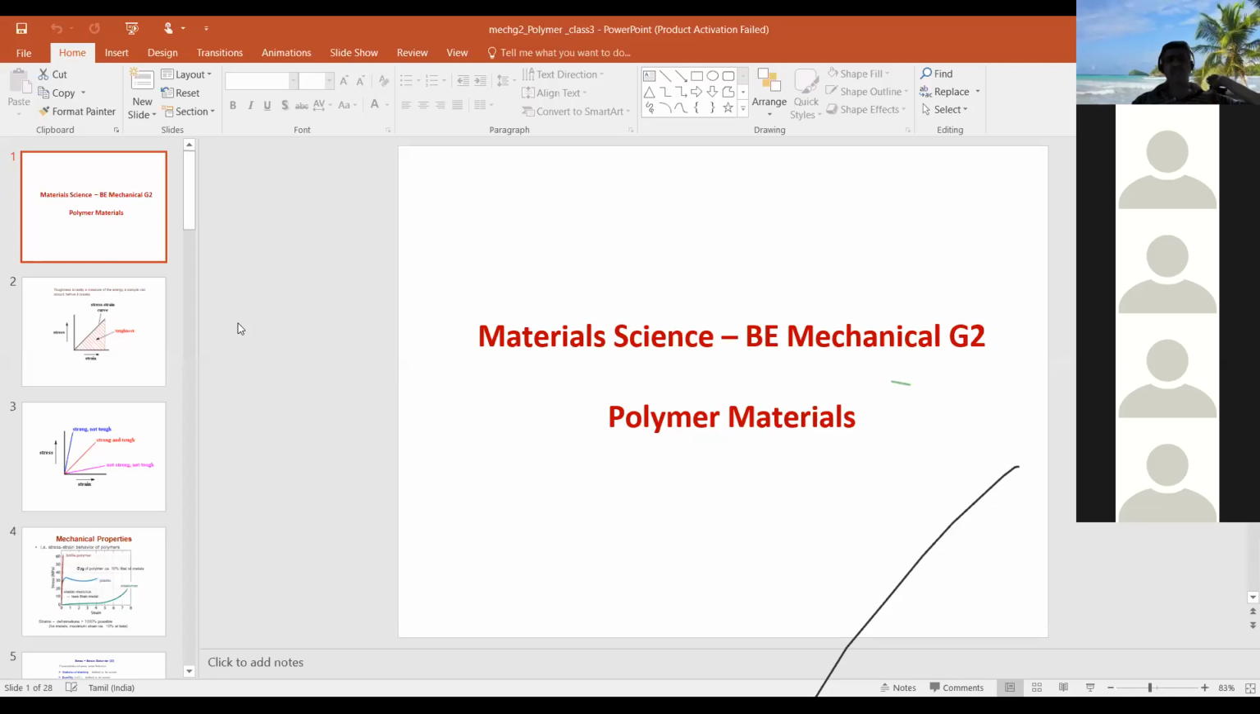So the concepts on crystallinity we have seen, and we have also seen some mechanical properties. What we'll do is quickly refresh the concepts, and again we'll come back to the business.